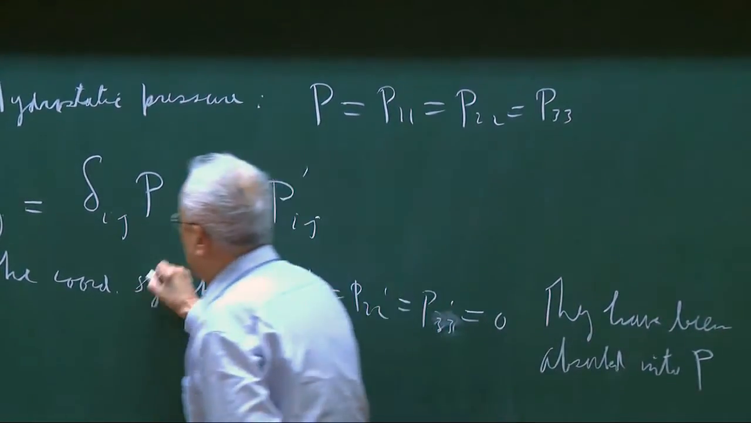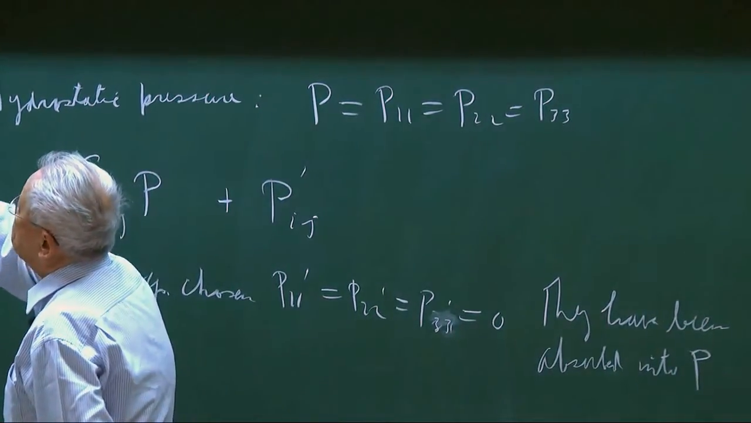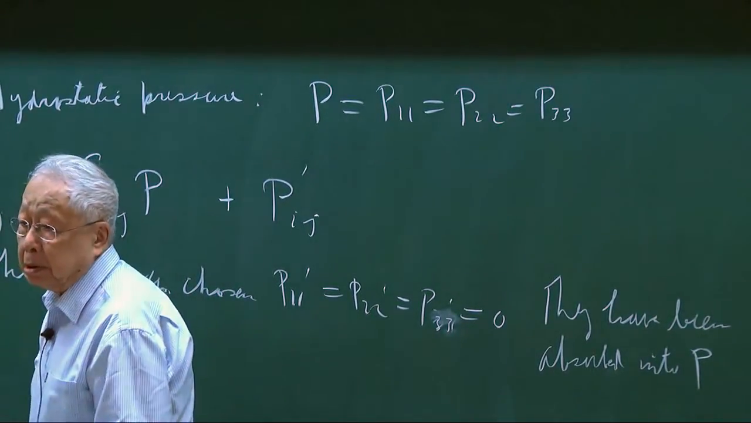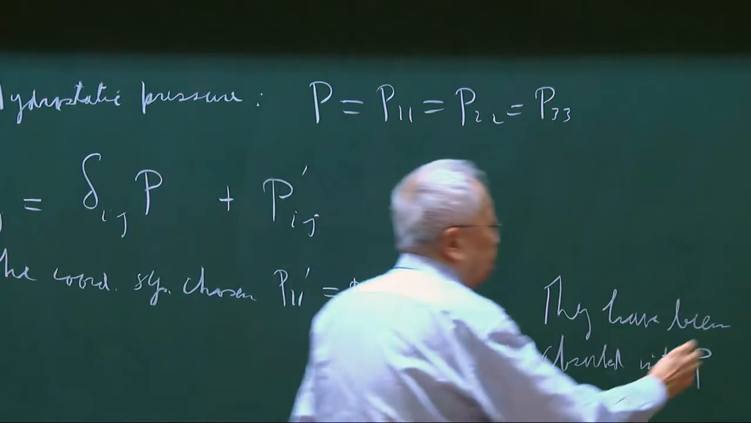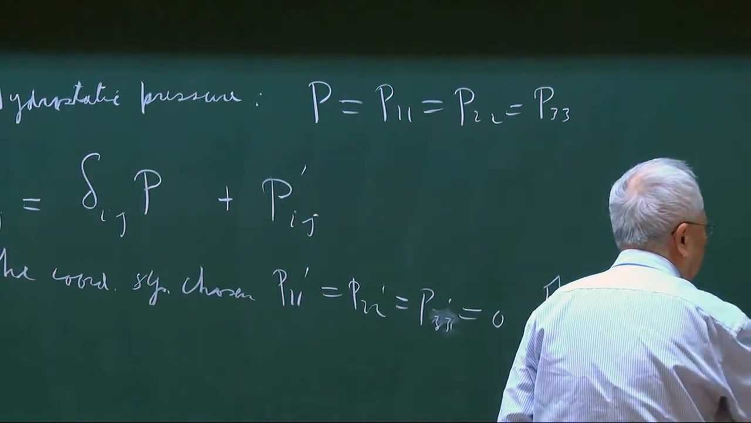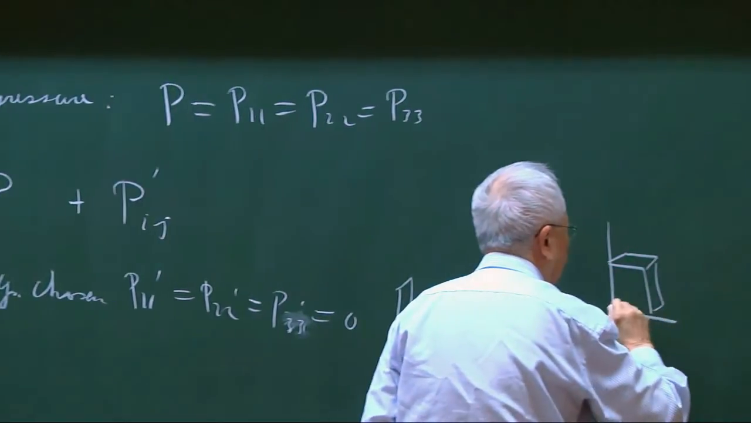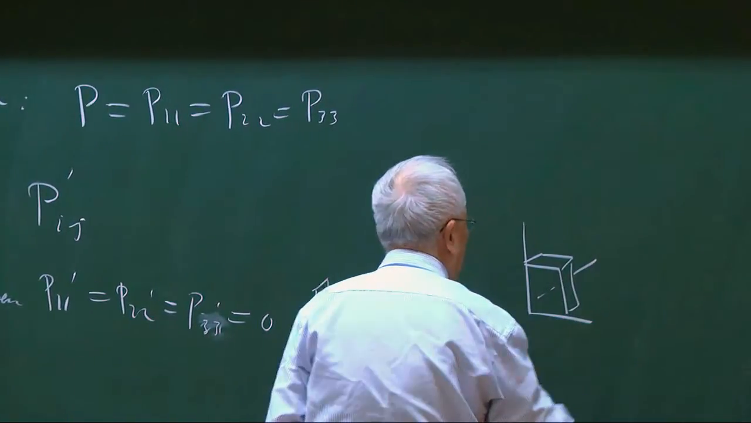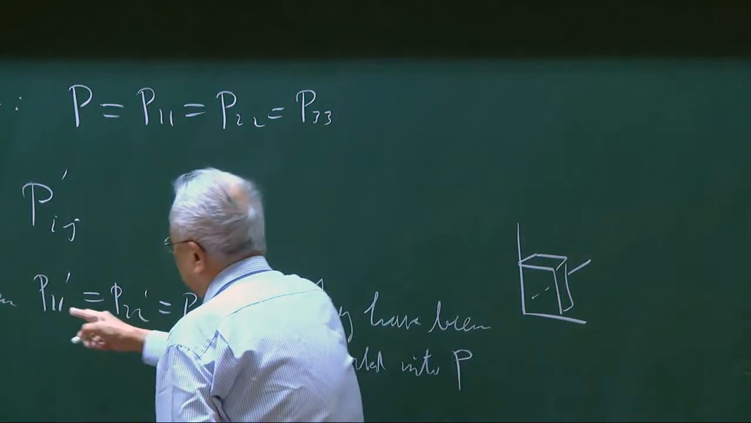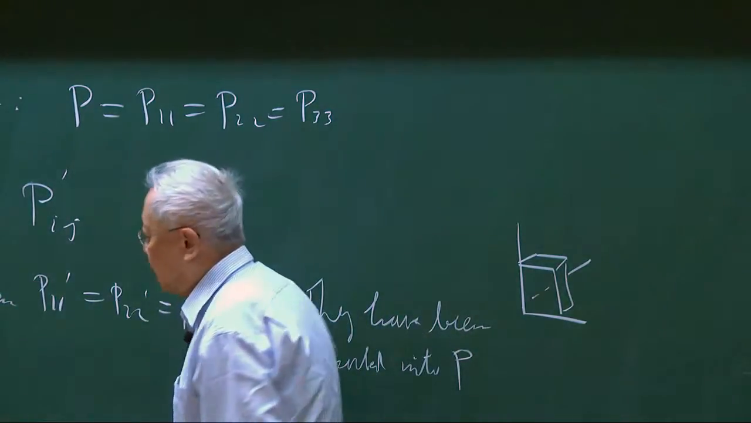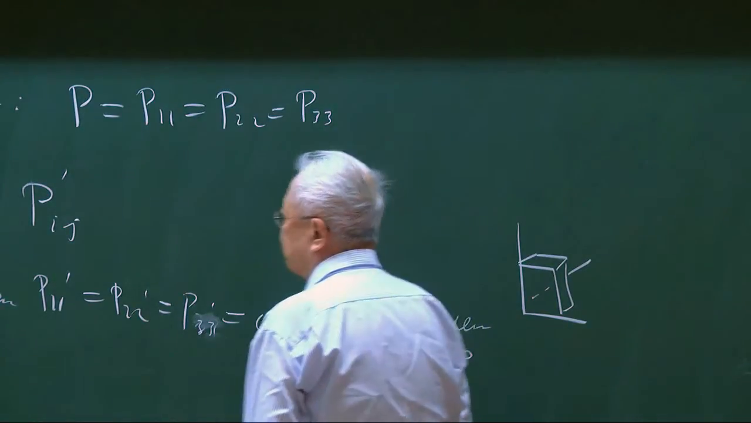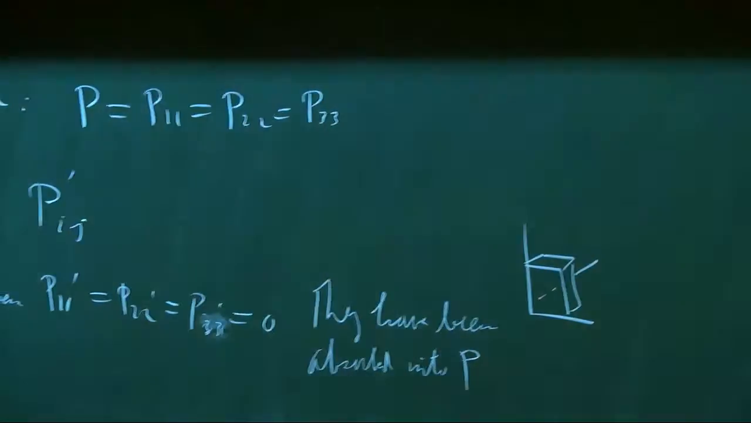By this coordinate system, I mean the system in which the cube faces are parallel to my coordinate system. So it's this system. In this system, all the off-diagonal elements are 0 because they are by definition absorbed into P. But what about in a different coordinate system?